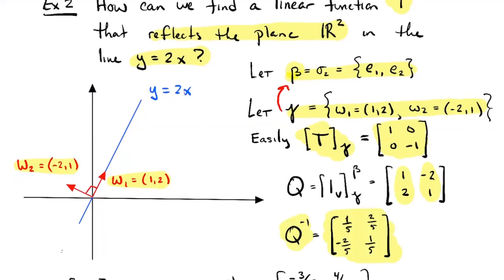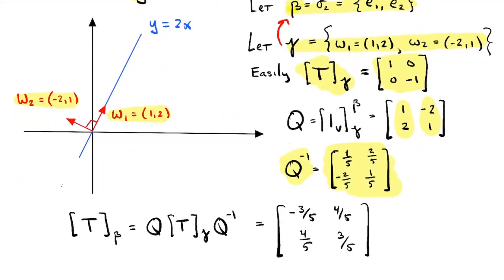Okay? So now what do I want? I want the matrix in the beta basis. I have it in the gamma basis. So I'm kind of not using the exact statement of theorem 2.23 because I'm going the other way. I want to convert from gamma to beta. So I just multiplied by Q and Q inverse on each side. So I've got Q, T gamma, Q inverse.